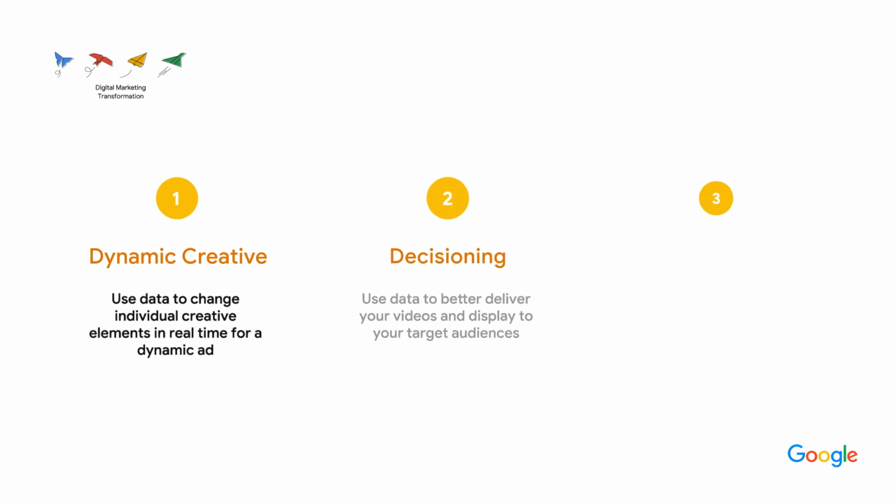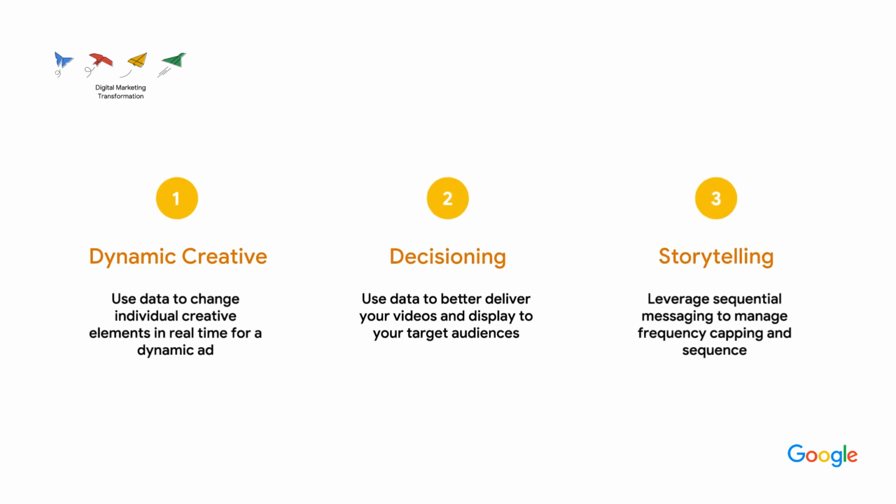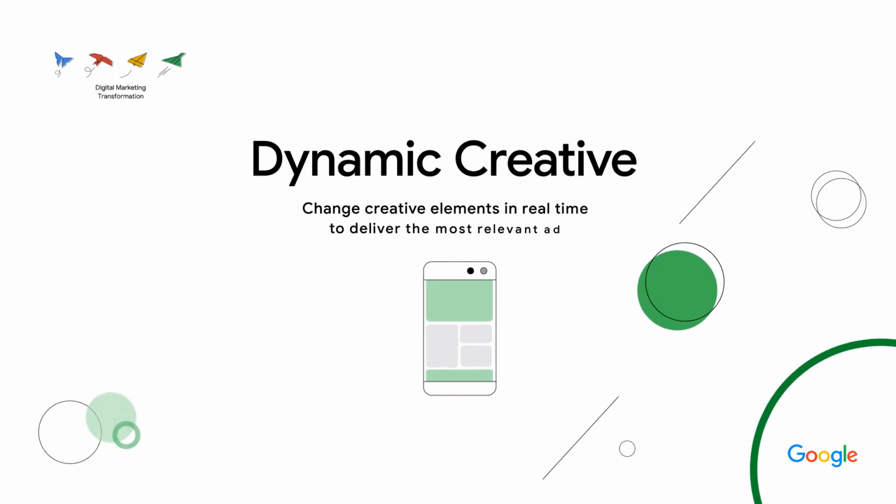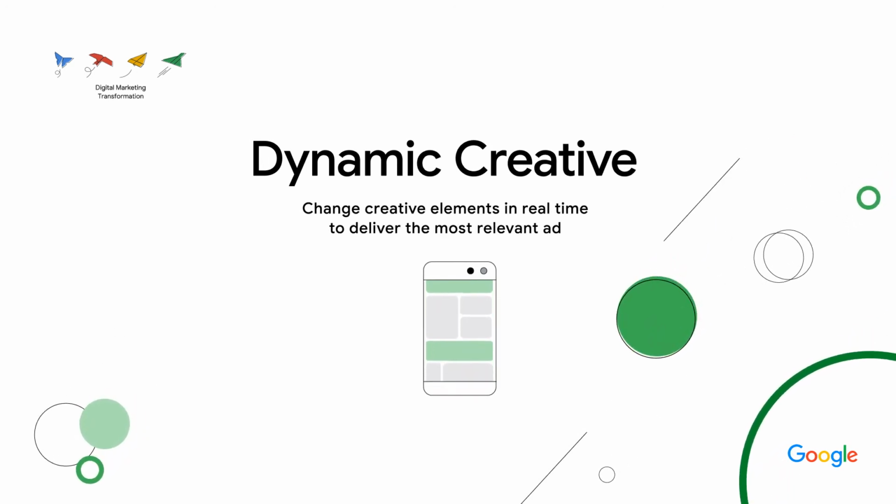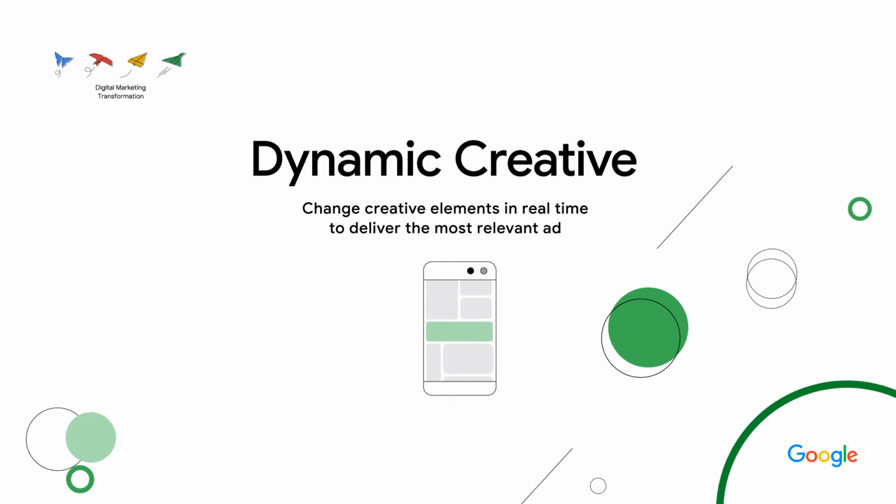And there are three ways that you can do this, right? You can do it via dynamic creative, decisioning, or storytelling. I'm going to jump into each one of these pillars and show a couple of examples for each one of those, and then from there, go to the next one. So dynamic creative: changing creative elements in real time to deliver the most relevant ad.